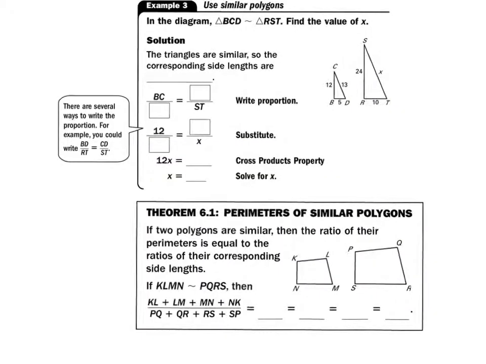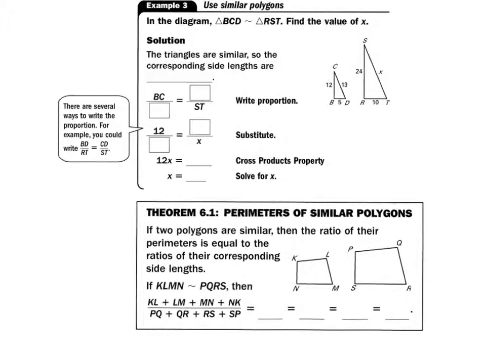In this example, you will see how much easier it gets now that you get more and more fluent with proportions. In this diagram, triangle BCD is similar to the bigger triangle RST. Find the value of x. It's exactly what we did earlier, except that we just carry the x until we're able to use algebra to solve it. So here again, because the triangles are similar, the corresponding side lengths have to be proportional.